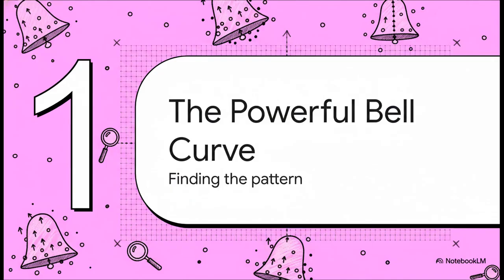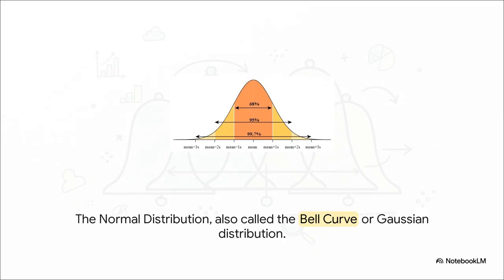To solve this, we first need to understand the landscape of their data. And it turns out, for many things in the real world, when you graph out all the possible results, they tend to cluster around the average and form a very, very familiar shape. And this is it. It's called the normal distribution, but pretty much everyone knows it as the bell curve, for obvious reasons. That peak right in the middle, that's the average result. And as you can see, most of the data points are huddled right there in the center.